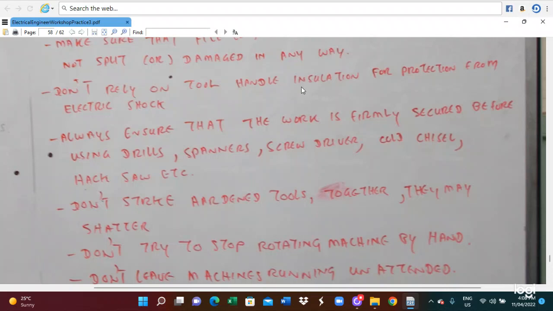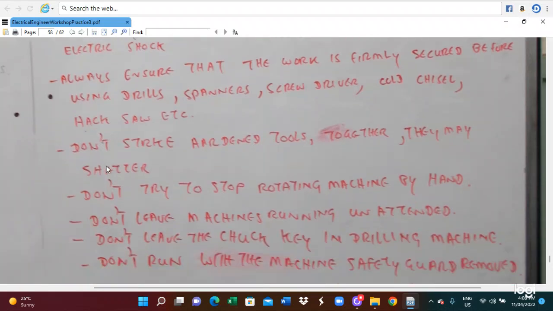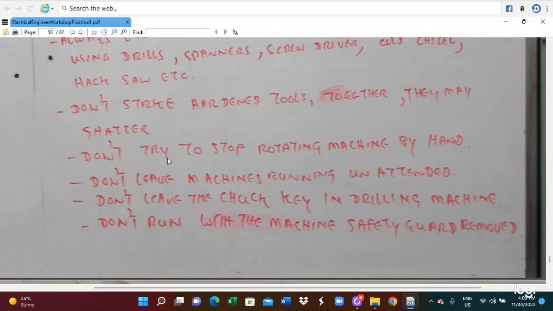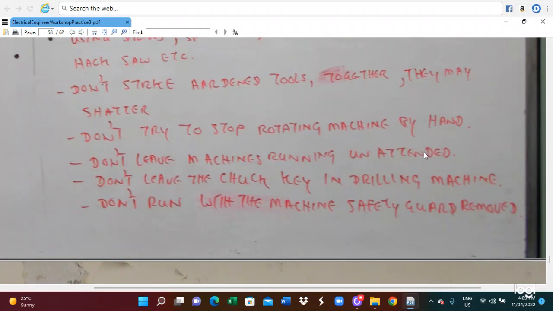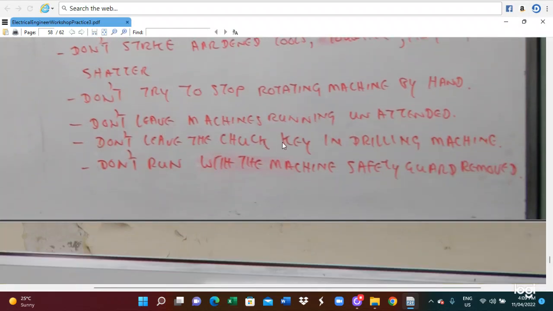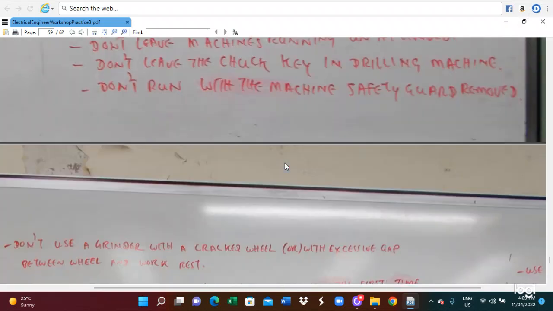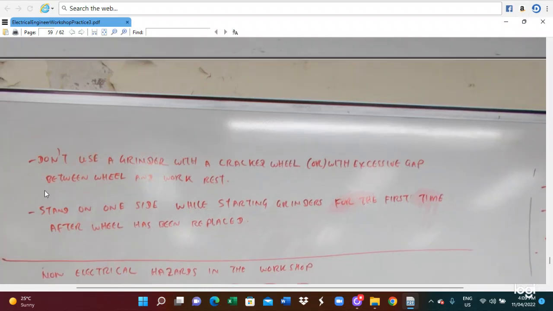Always ensure that the work is firmly secured before using a blade, spanner, screwdriver, gouge, hacksaw, etc. Don't strike hardened tools together, they may shatter. Don't try to stop a rotating machine by hand. Don't leave a machine running unattended. Don't leave the chuck key in the drilling machine. Don't run a machine with the safety guards removed. Don't use the grinder with an excessive gap between the wheel and the work rest.